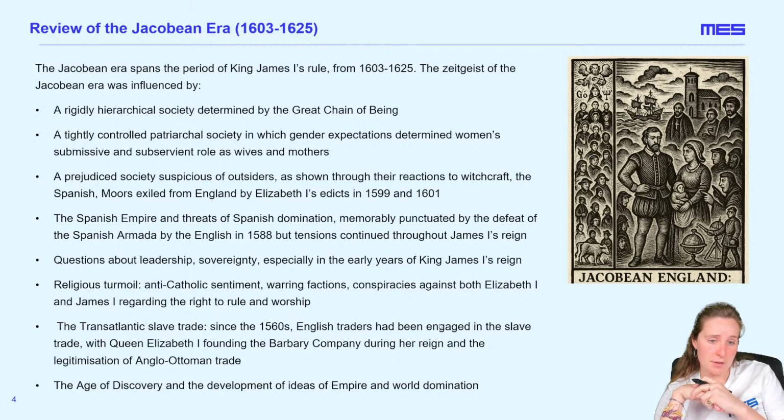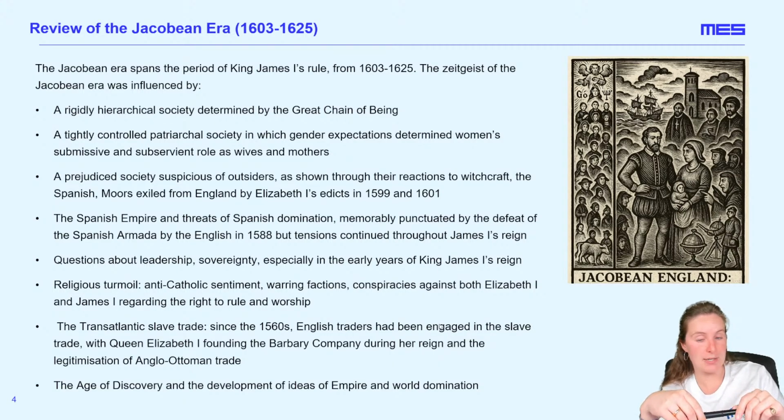The Spanish Empire, threats of Spanish domination, memorably punctuated by the defeat of the Spanish Armada in 1588, but tensions continued, especially as the Spanish hoped that England would be restored as a Catholic country, and James doubled down on that not being the case, doubled down on Protestantism as he carried into his reign. Religious turmoil, there was anti-Catholic sentiment, warring factions, conspiracies against both Elizabeth I and James I regarding the right to rule and to worship.